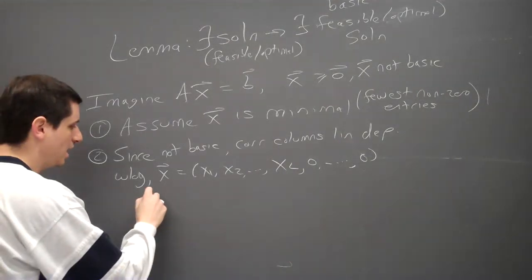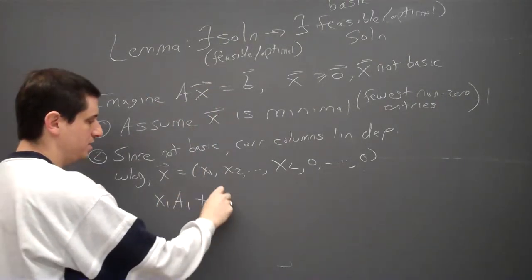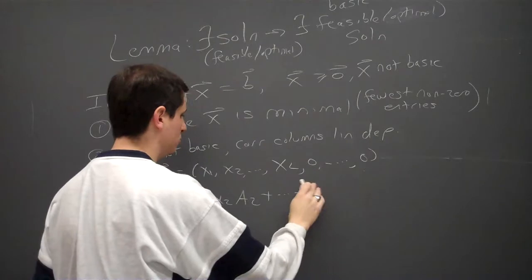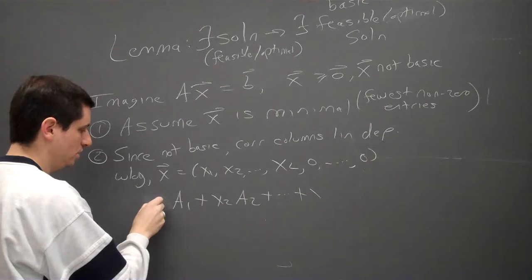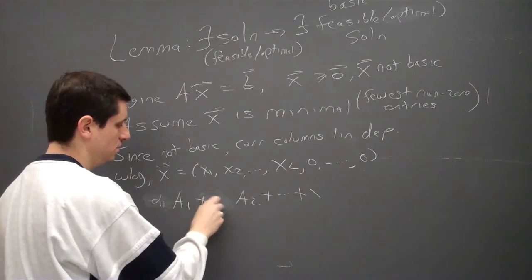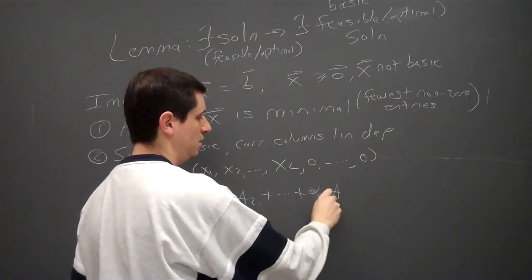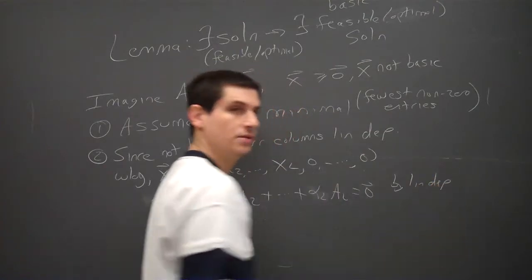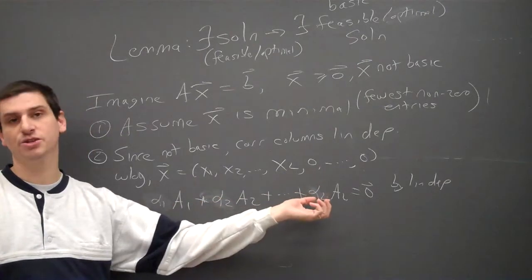Alright, so this means when I look at Ax equals b, I get x1 times the first column of A, plus x2 times the second column of A, plus... I'm sorry, not x's, I can't use c, I'll do alpha 1 times a1 plus alpha 2 times a2 plus dot dot dot plus alpha l times al equals 0 by linear dependence. Because the corresponding columns of A are linearly dependent, I have some numbers I can use.